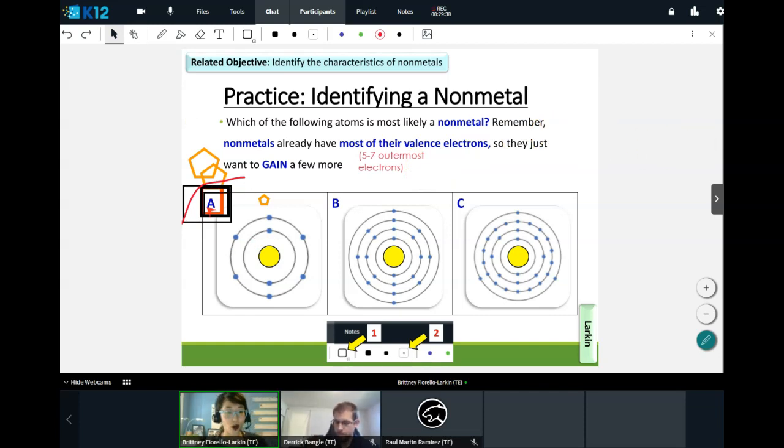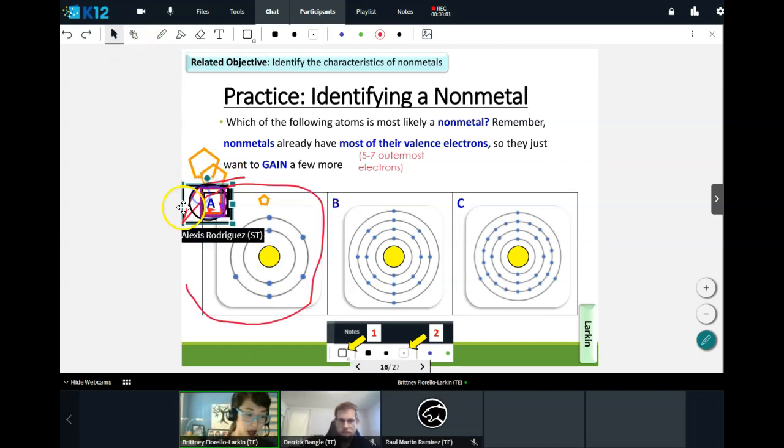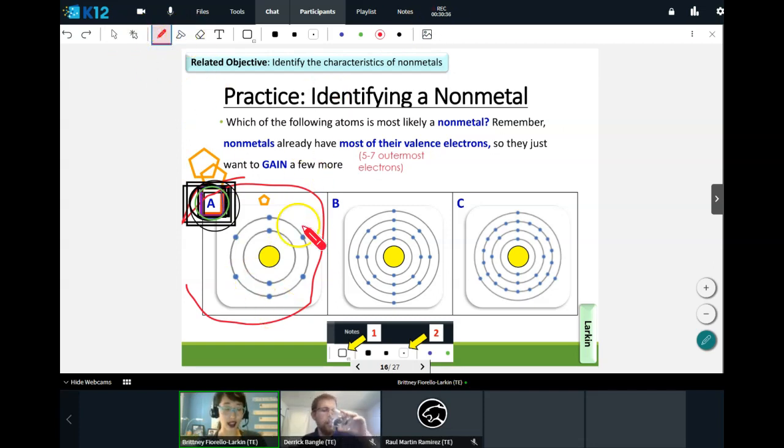Circle, point, or identify it somehow using your whiteboard tools up on the board. Yes, I would totally agree here. The answer here should be this first one, and we can see how many valence electrons it actually has. Let's analyze it together. Again, ignore everything in the center. We're just looking at the outermost shell. Tell me in the chat, how many valence electrons do you actually see?